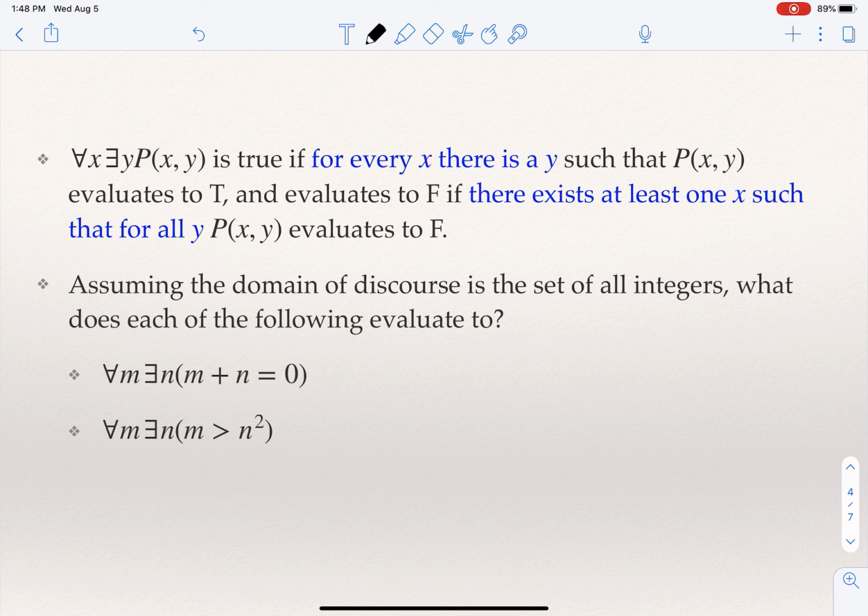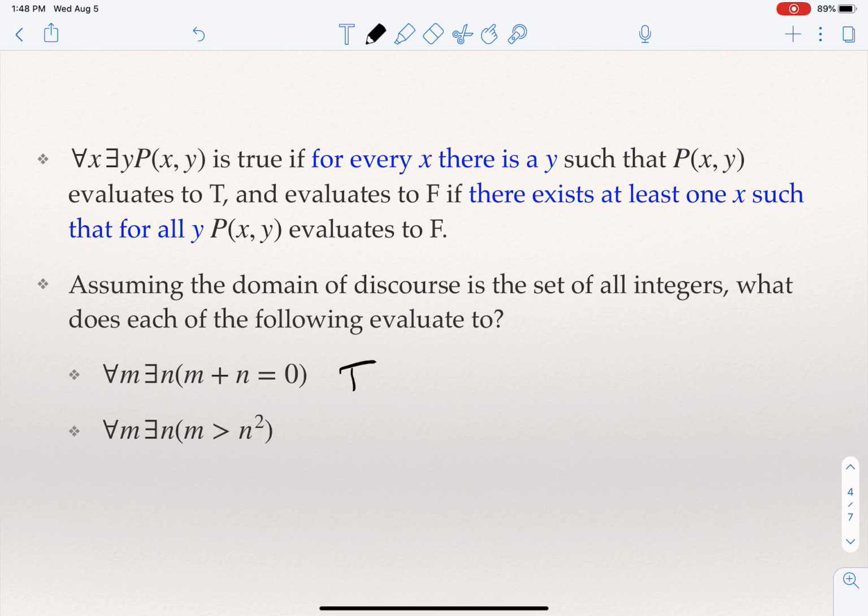So if you look at the first one, think about it in English. What is it saying? For all m, there exists an n such that m plus n equals 0. So is it true that if I take an integer m, I can find an integer n such that m plus n equals 0? The answer is yes, because we can always take the negative of the number. So if you give me a number m, I can give you n being minus m. And if you take the sum of them, it is 0. So this statement here is true, right?